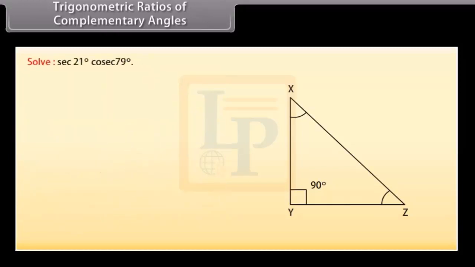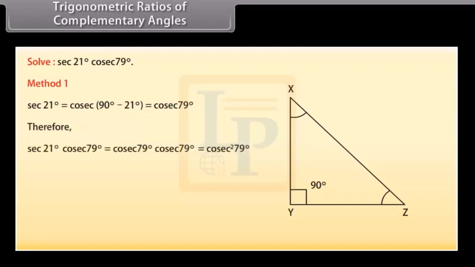Solve sec 21 degree cosec 79 degree. Sec 21 degree is equal to cosec 90 degree minus 21 degree, which equals cosec 79 degree. Therefore, sec 21 degree cosec 79 degree is equal to cosec 79 degree cosec 79 degree, which equals cosec square 79 degree. Let us solve the same question in a different way.